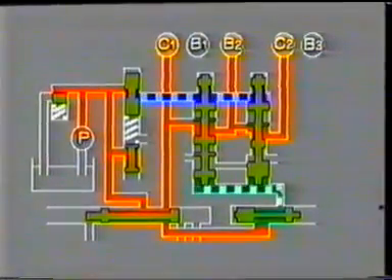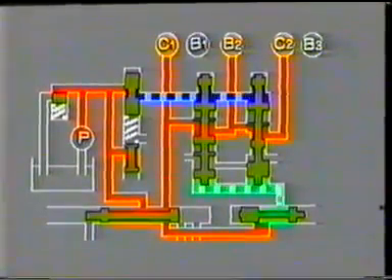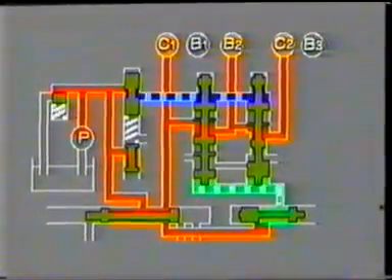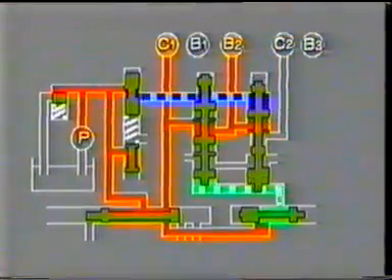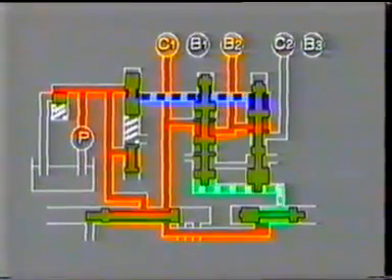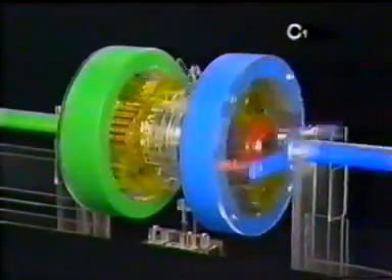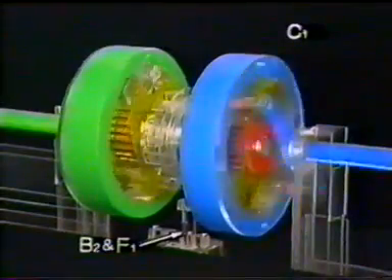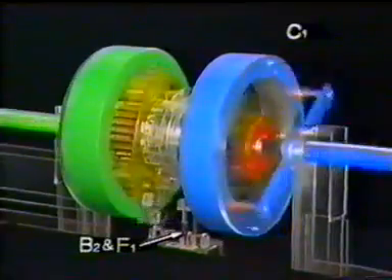When the car begins climbing a hill in third gear and its speed decreases, the governor pressure decreases also, and the 2-3 shift valve moves down. The fluid passage to clutch C2 is blocked as a result. Disengaging the sun gear and the input shaft, so the transmission downshifts into second gear.